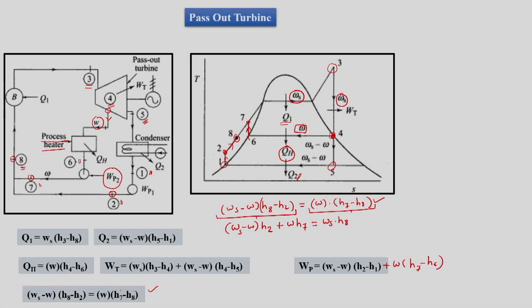So this will be helpful to find out Q in. So Q in is equal to Ws into H3 minus H8. This is the basic formula for a pass out turbine.